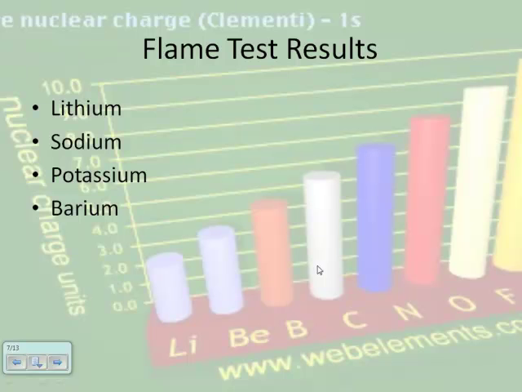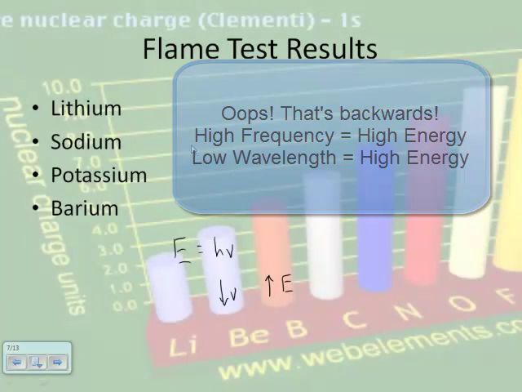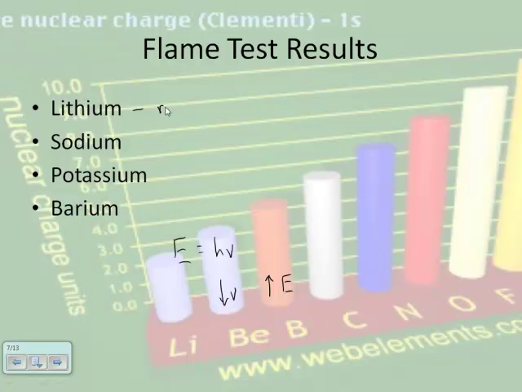All right, well, let's compare this to the flame test results. Remember how color and energy are related? They're related by the frequency of light that we see. The higher frequency light has a higher energy. Purple was the highest, and then red was the lowest. We just learned that in the flame test. So lithium had red light, sodium was yellow, and potassium is purple.